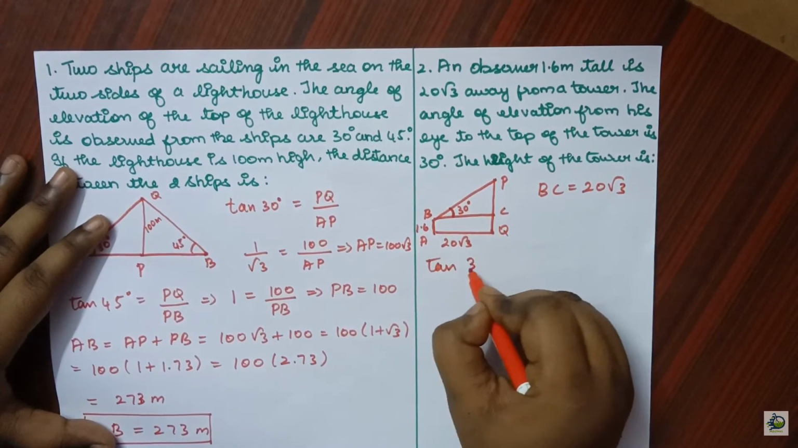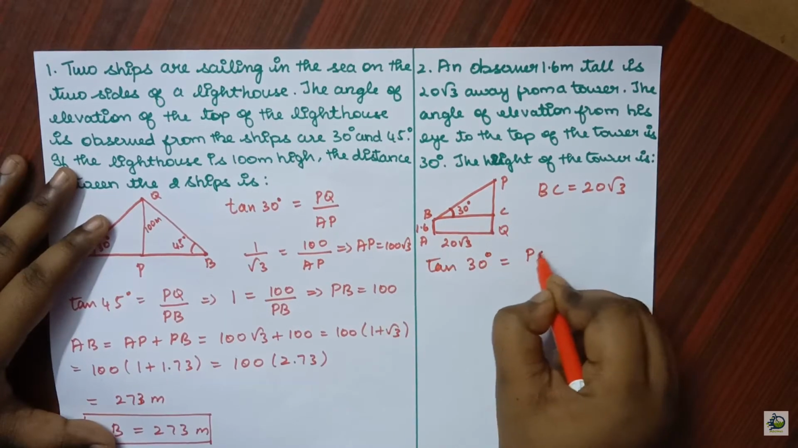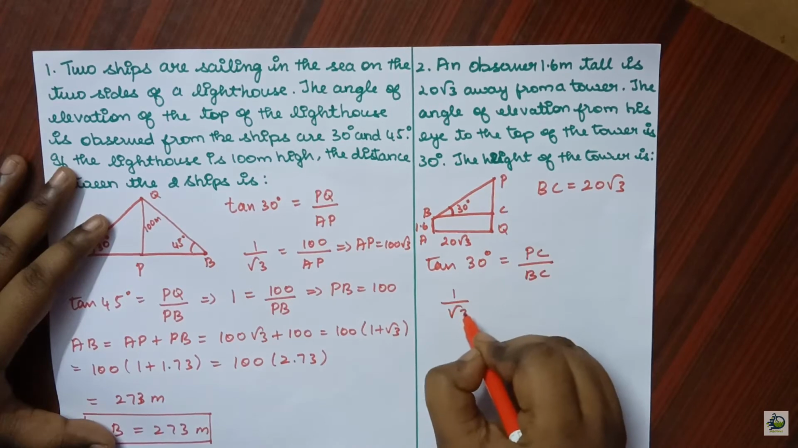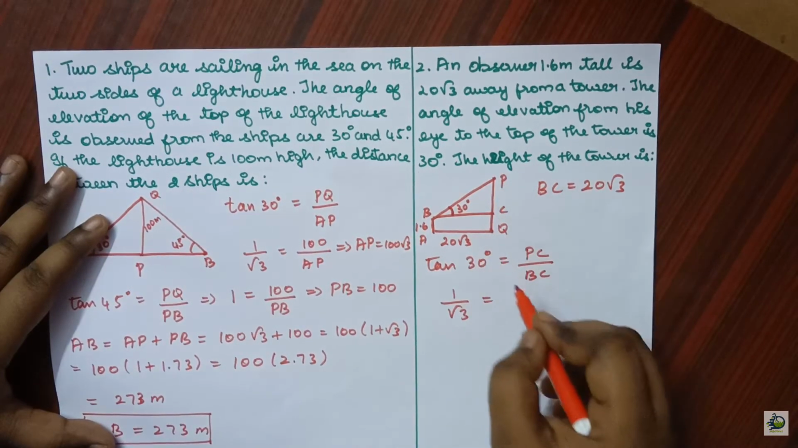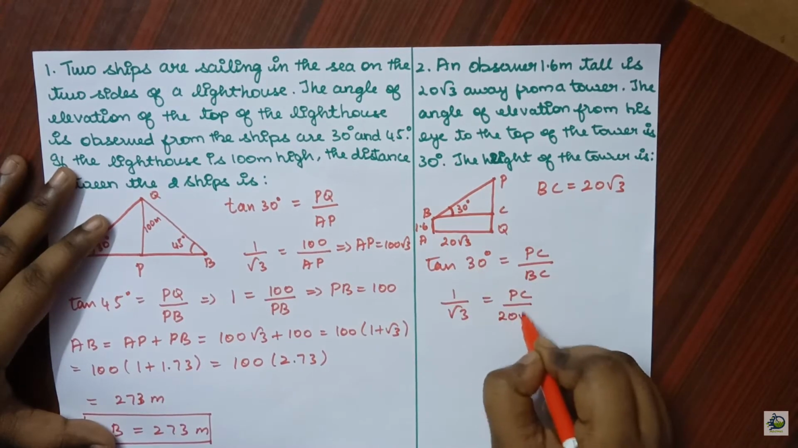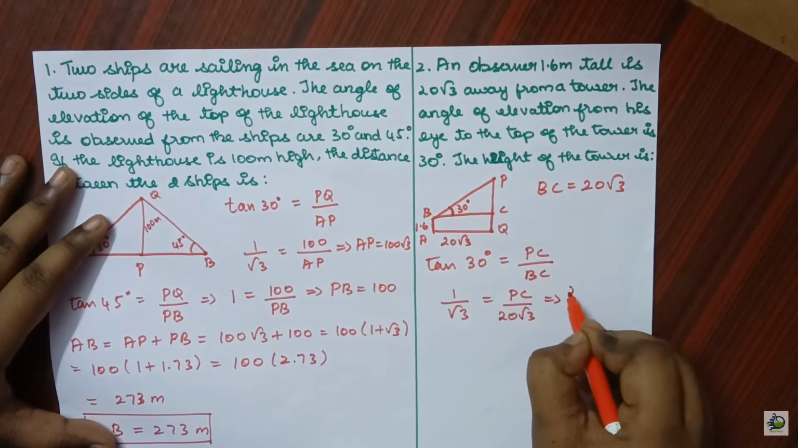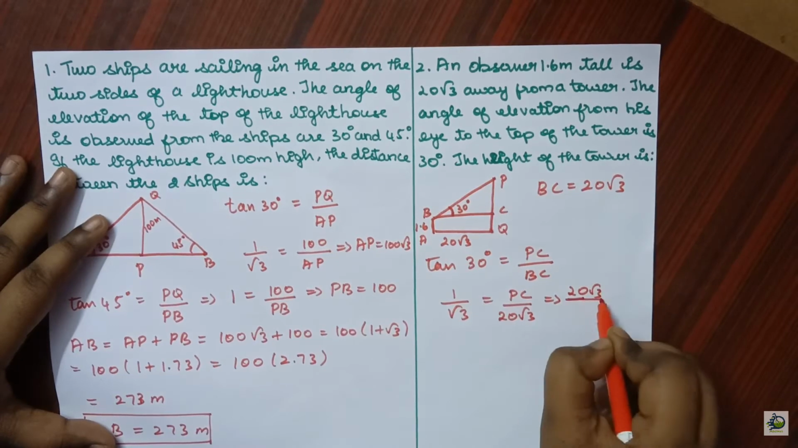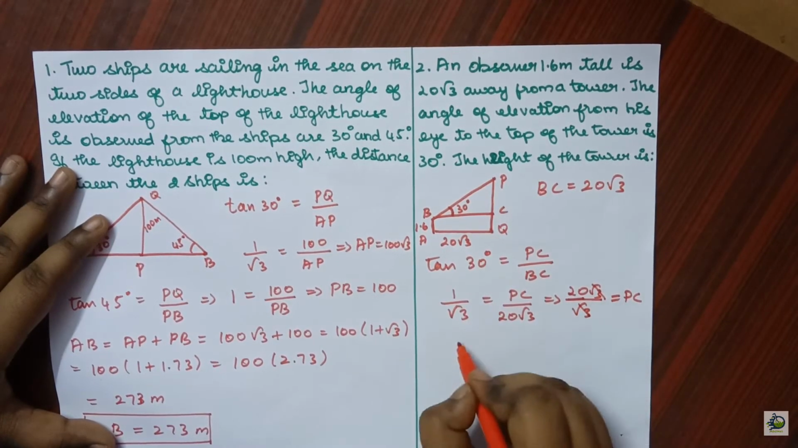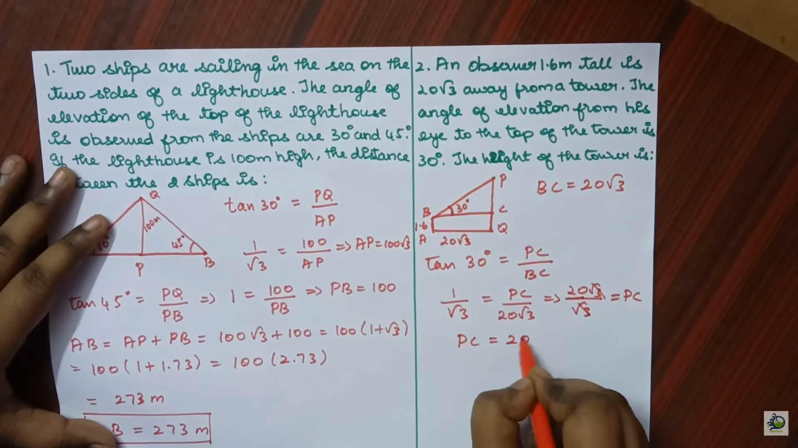So tan 30 is equal to PC by BC. Tan 30 is nothing but 1 by root 3, which is equal to PC by BC. We don't know PC, but we know BC, which is 20 root 3. When I cross multiply, I am getting 20 root 3 divided by root 3 equal to PC. So root 3 gets cancelled, and PC is equal to 20.